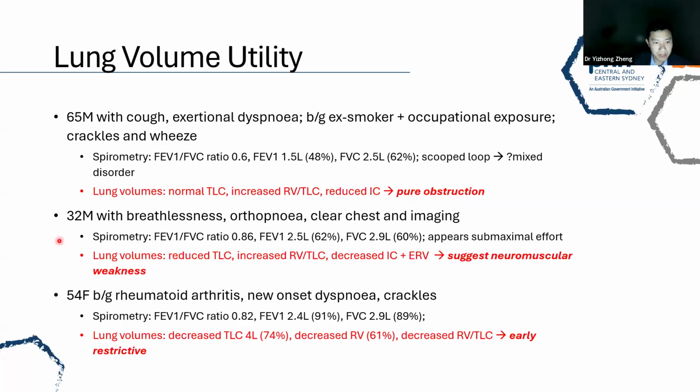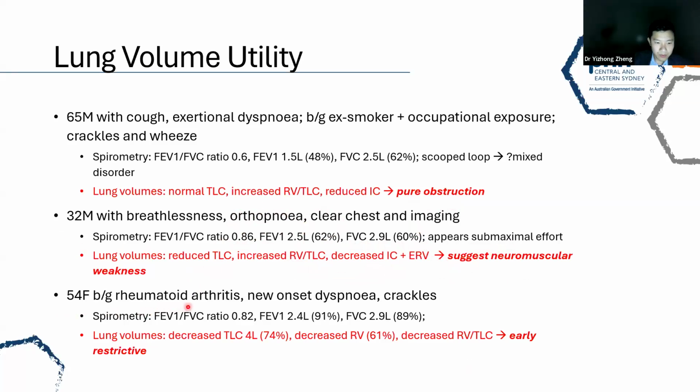Another case, a 32-year-old male with breathlessness and orthopnea, clear chest on examination and imaging, normal FEV1 to FVC ratio. Both the FEV1 and FVC are reduced and the flow volume looks submaximal. They go on to have a lung volume which showed reduced TLC, increased RV to TLC, suggesting a complex restriction, and in this case, suggesting a neuromuscular weakness coupled with their history of orthopnea.